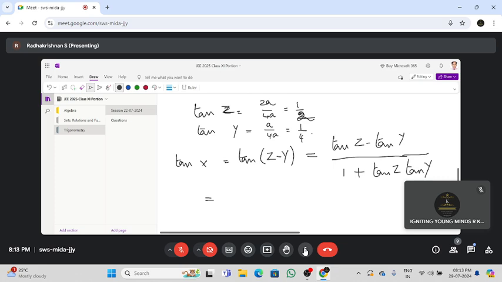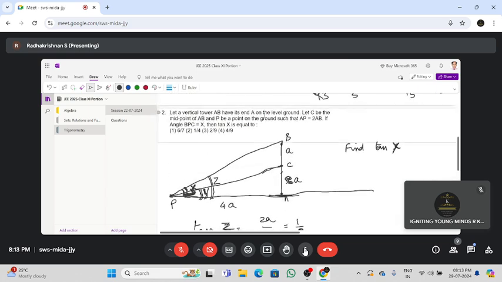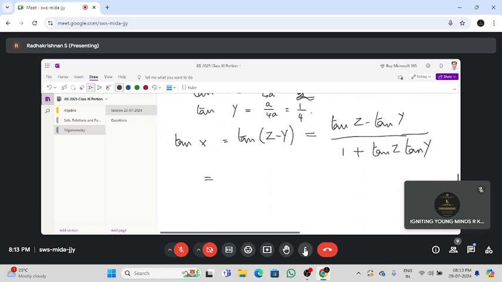The 2 by 9, sir. You're getting 2 by 9. Okay. Varshini, you also got the same? Yes, sir. I got the same, sir. 2 by 9. Okay. What did you get, Geeta? Same 2 by 9. So everybody is getting 2 by 9. So it must be correct.